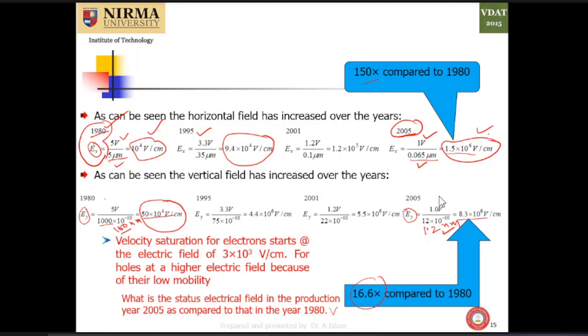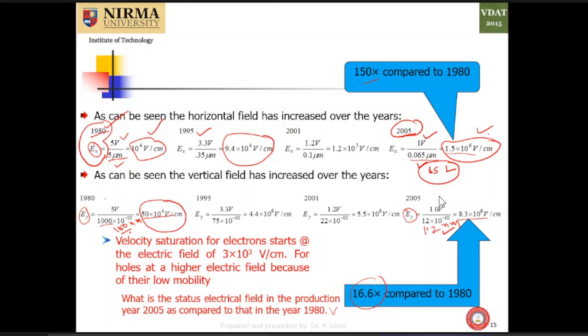65 nanometer. It is L. In 2005, say, channel length has been considered to be 65 nanometer, whereas oxide thickness in 2005 is 1.2 nanometer. Earlier it was 100 nanometer in 1980. So if you consider these values and compare, you will see that a 16.6 times increment has occurred in the vertical field.